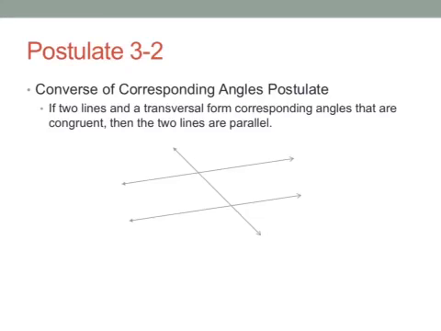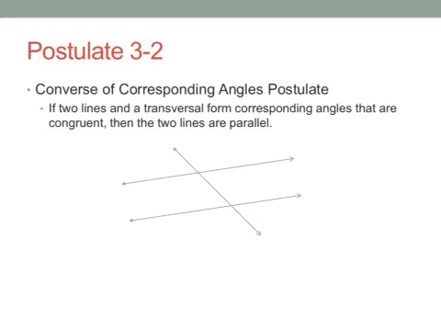So first of all, let's talk about postulate 3-2. This is talking about the converse of the corresponding angles postulate. If we recall the corresponding angles postulate, it said that if a transversal intersects two parallel lines, then the corresponding angles are congruent. The converse would be, if two lines and a transversal form corresponding angles that are congruent, then the two lines are parallel.